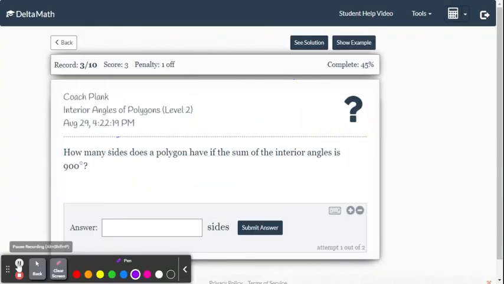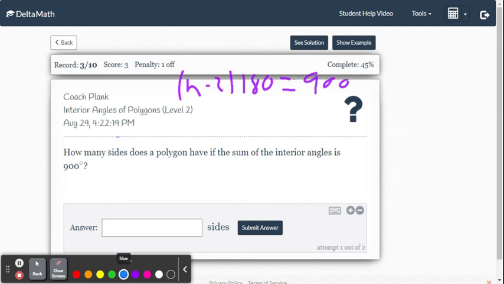Oh, and let's do one more. How many sides does a polygon have if the sum of the interior angles is 900? So again, we're going to go n minus 2 multiplied by 180 degrees. That gives us the sum of the interior angles, but they gave it to us. It's 900 degrees. So now we're going to solve this equation for n. The easiest thing to do is to just divide by 180 right away to undo the multiplication. Don't do the distributive property here. Just divide by 180 right away.